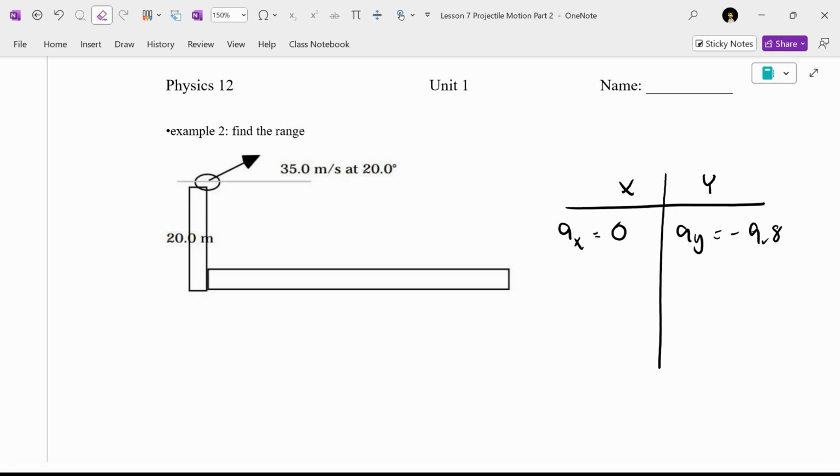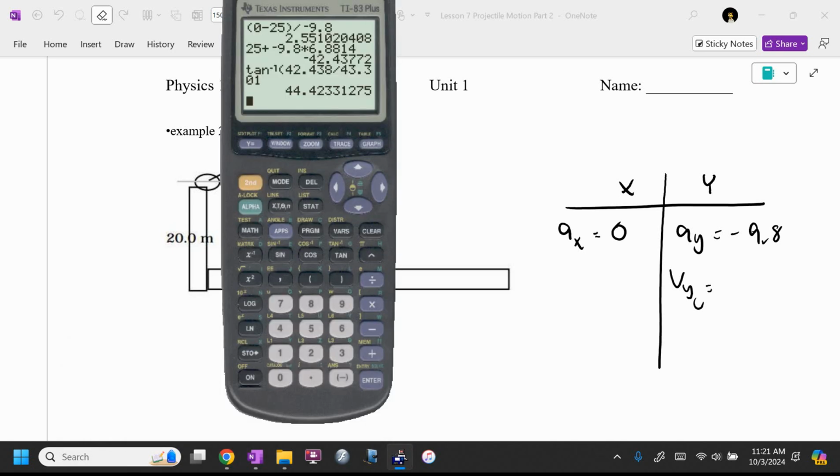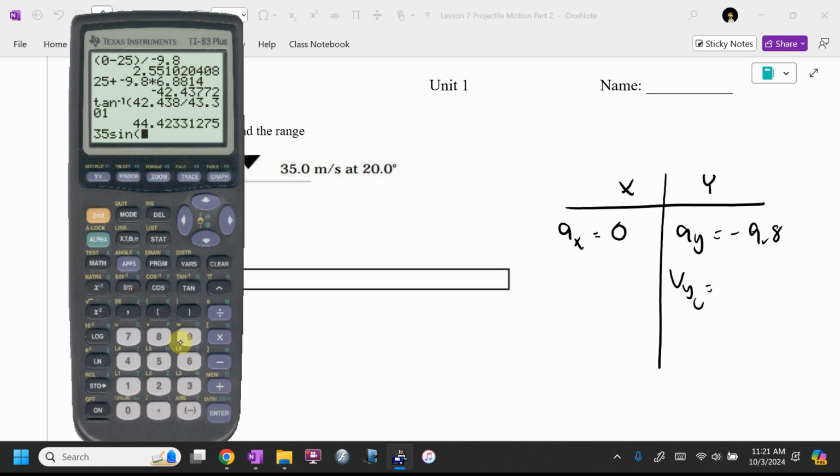Vy is which trig function? So let's be brave and see if we can go straight to Vy initial by going sine, you say? So what always goes inside the trig function? The angle 20. So it's going to be 35 sine 20. And I get 11.971.